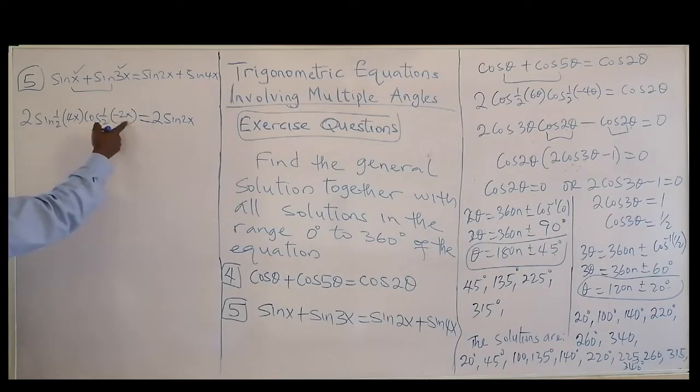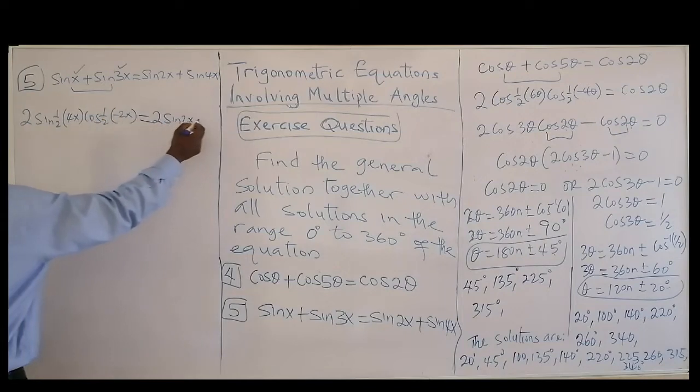That's minus x, and cosine of negative is positive, so that's cos x. So I'm done with the left hand side.